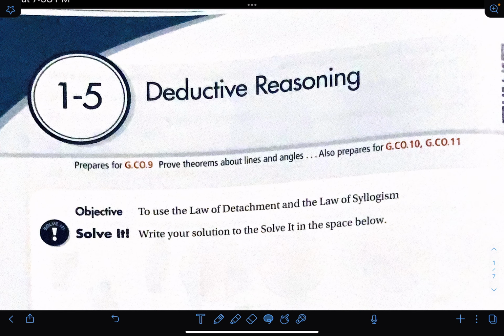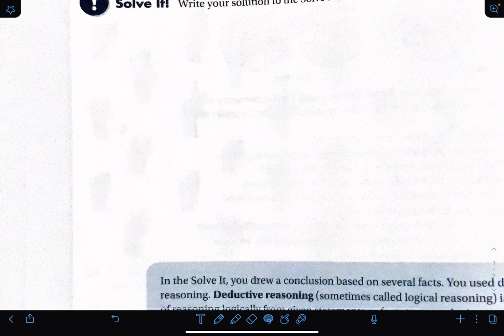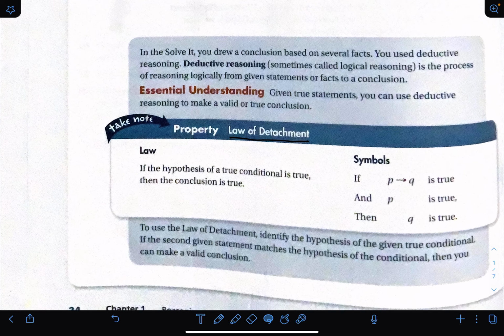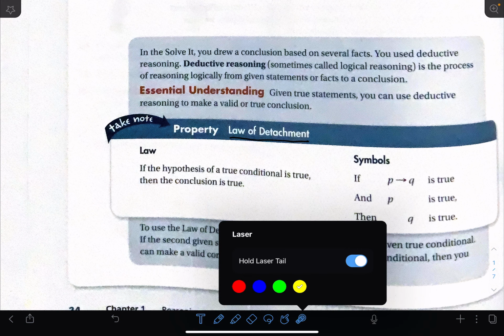This section 1-5 is called Deductive Reasoning. Basically, essential understanding: given a true statement, you can use deductive reasoning to make a valid conclusion. This is just logic. Just logic.